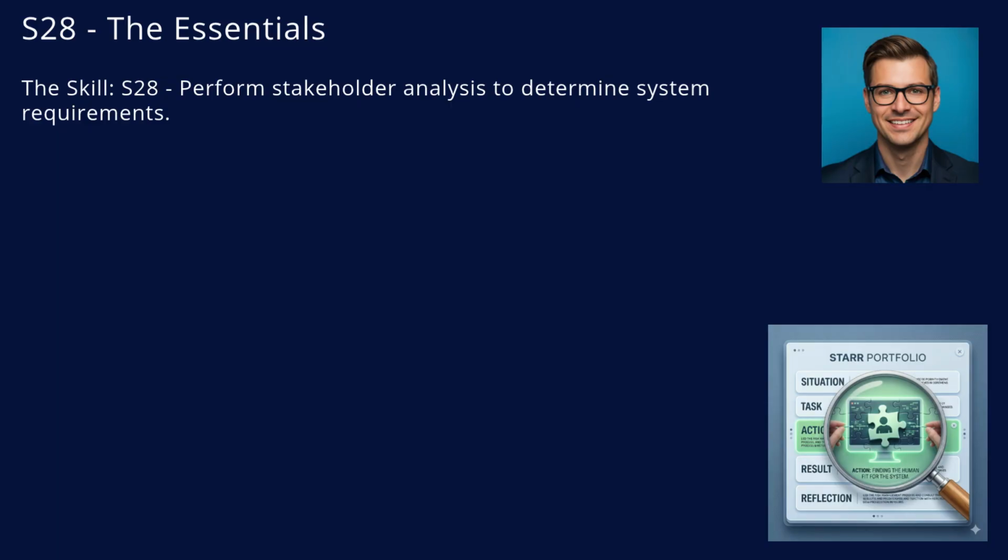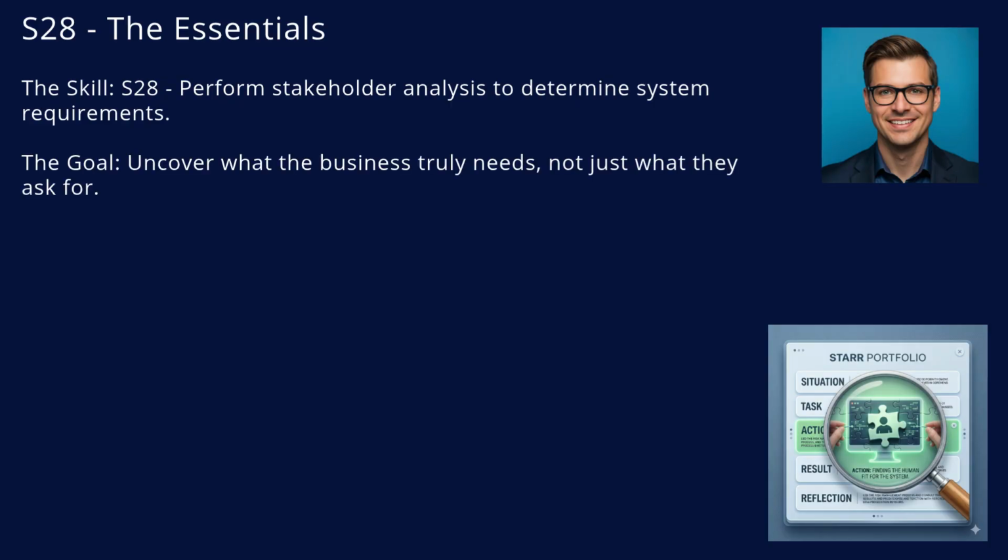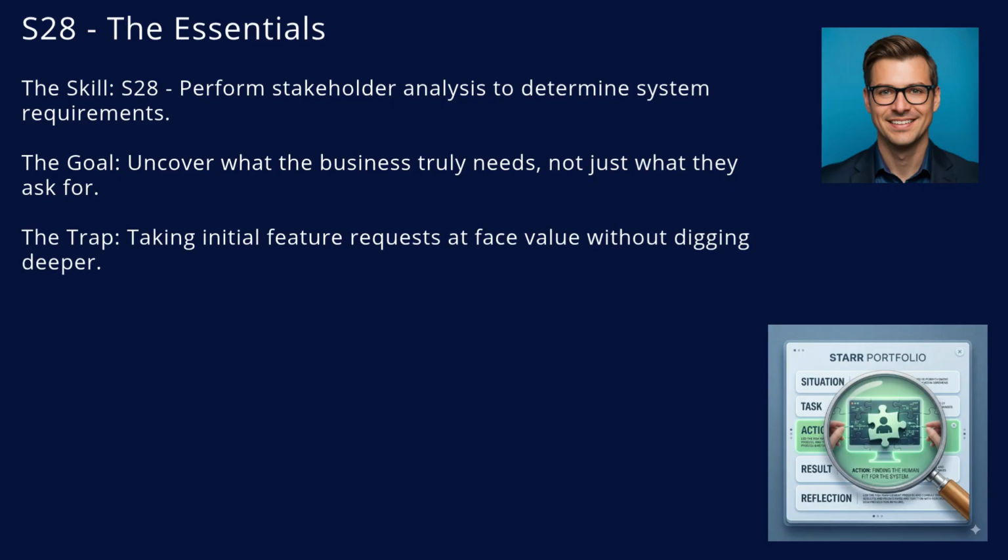This skill focuses on performing stakeholder analysis to deeply understand system requirements and develop strong client relationships. Your ultimate goal here is to uncover what the business truly needs to succeed, rather than just blindly building what they initially ask for. The biggest trap junior consultants fall into is taking surface-level feature requests at face value without ever questioning the underlying business motivation.